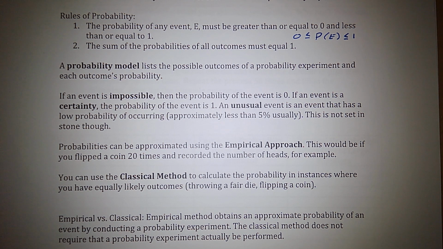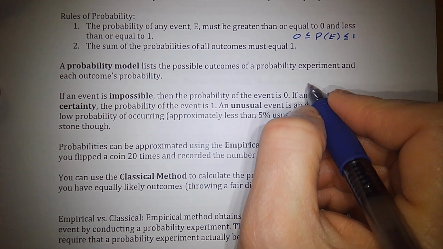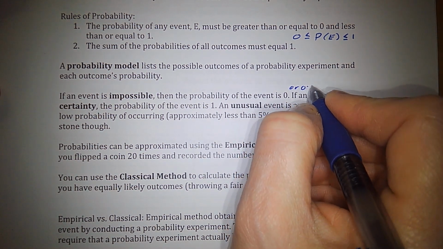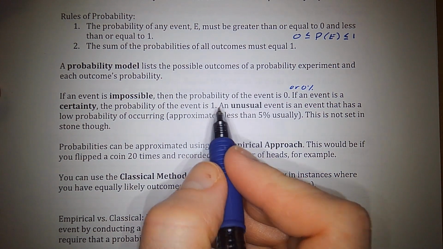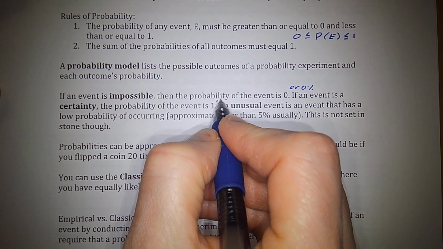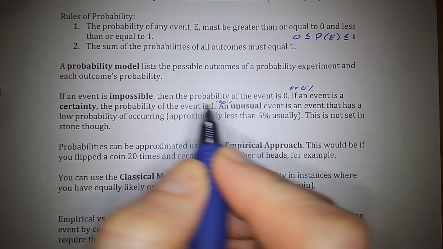A probability model lists the possible outcomes of the probability experiment and each outcome's probability. Now, if an event is impossible, then the probability of that event occurring is 0, or we could write that as 0%. If an event is certain to happen, the probability of the event is 1, or we could write that as 100%.